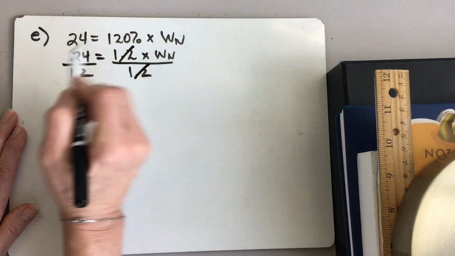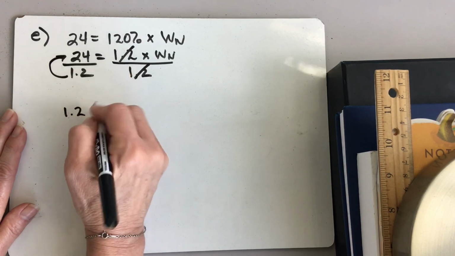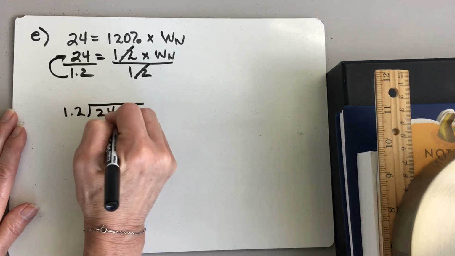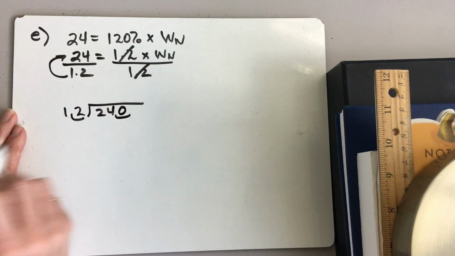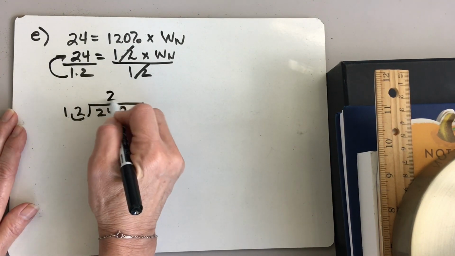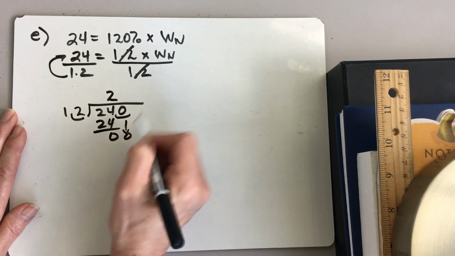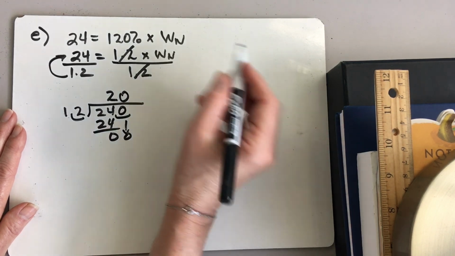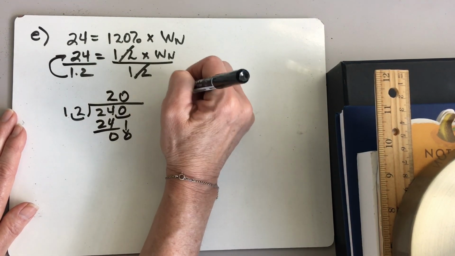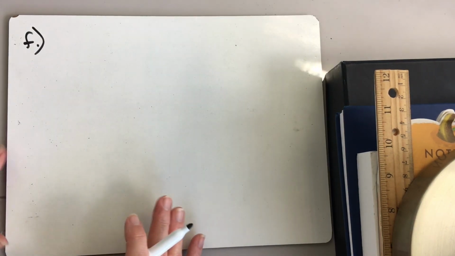That crosses off. I need to divide 1.2 into 24. Decimal goes over, add a 0. 12 goes into 24 2 times, which is 24. And then we have a 0 here, and that is 20. So the answer is just 20. What number is 20? Okay, we're working on F.